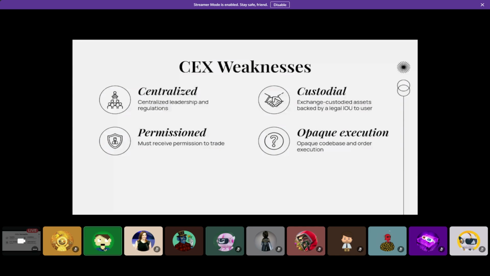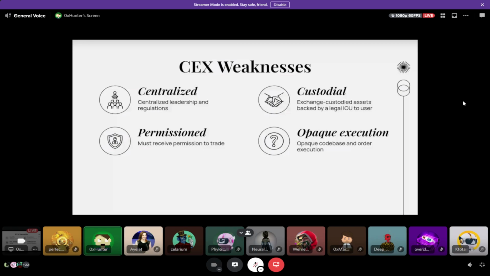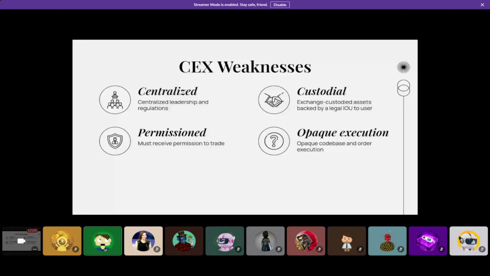And so they're beholden to the local governments and even the whims of the CEO of the company. And also, their infrastructure is hosted on Web2 platforms, which can break and have single points of failure. And so that is a general weakness as well.